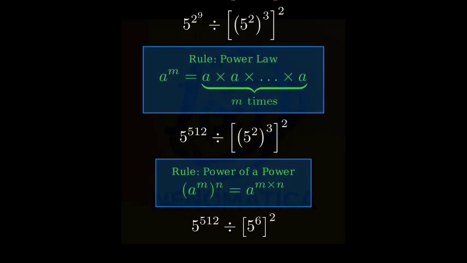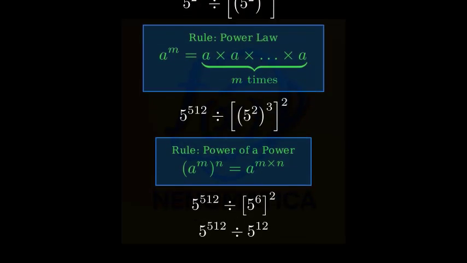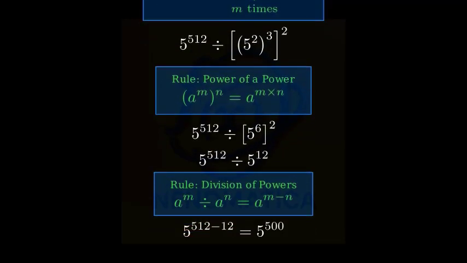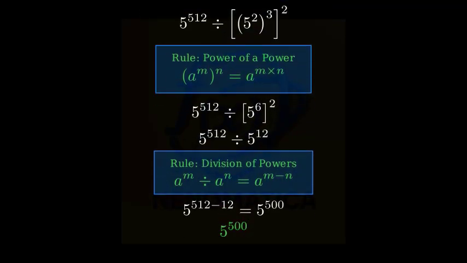We have 5 squared, which is 25, raised to the power of 3. Using the law of exponents, we can simplify this as 5 to the power of 2 times 3, which is 5 to the power of 6. Next, we need to calculate 5 to the power of 6, raised to the power of 2. Again, using the law of exponents for power of a power, this equals 5 to the power of 6 times 2, which is 5 to the power of 12. Now, we have 5 to the power of 512 divided by 5 to the power of 12. When we divide powers with the same base, we subtract the exponents. This gives us 5 to the power of 512 minus 12, which is 5 to the power of 500. Therefore, our final answer is 5 to the power of 500.